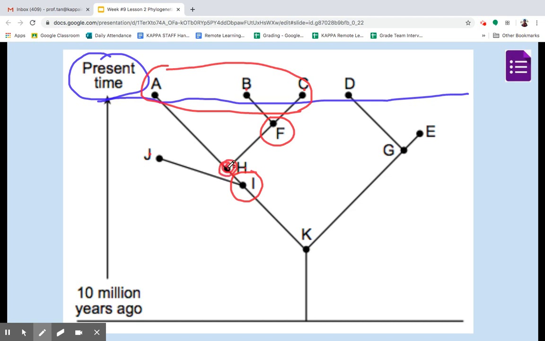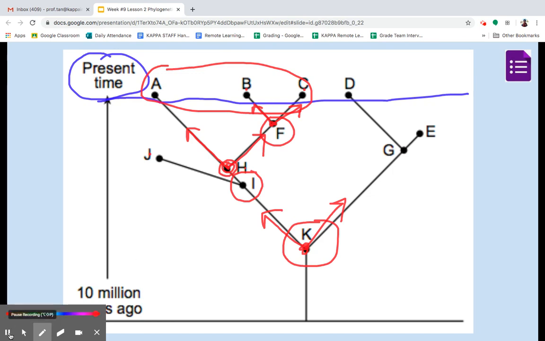So species H over time split, turned into species A, split this way, turned into species F, which also then turned into species B and C. Okay, one more question. What is the common ancestor for all of these species on this evolutionary tree? The common ancestor for all these species would be K, because this species evolved and turned into everything else.